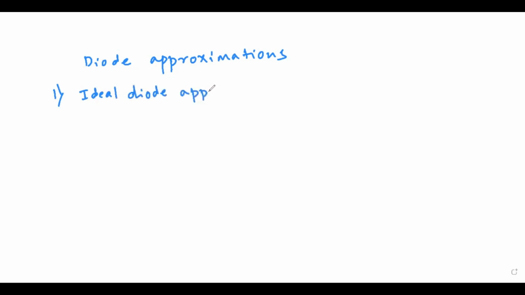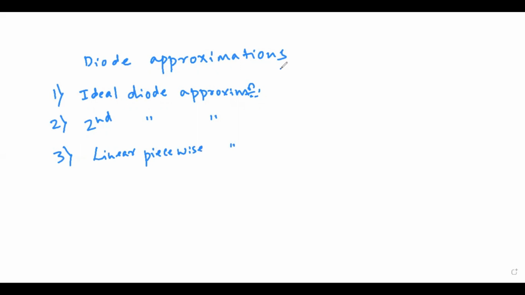Hello everyone. Today we'll discuss diode approximations. The first one is the ideal diode approximation, also called the first diode approximation. The second one is the second diode approximation, or practical diode approximation. And the third one is the linear piecewise approximation.